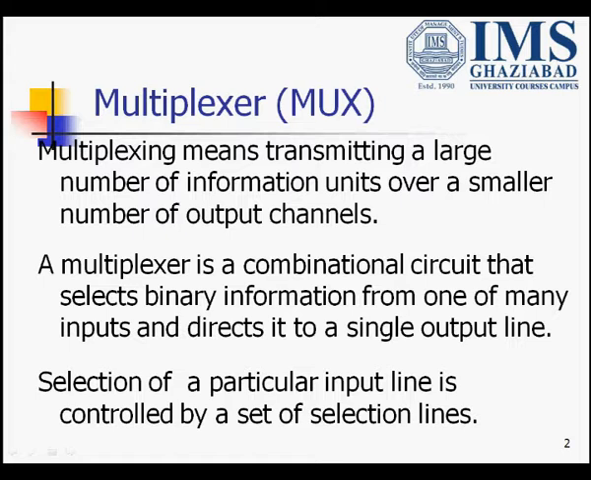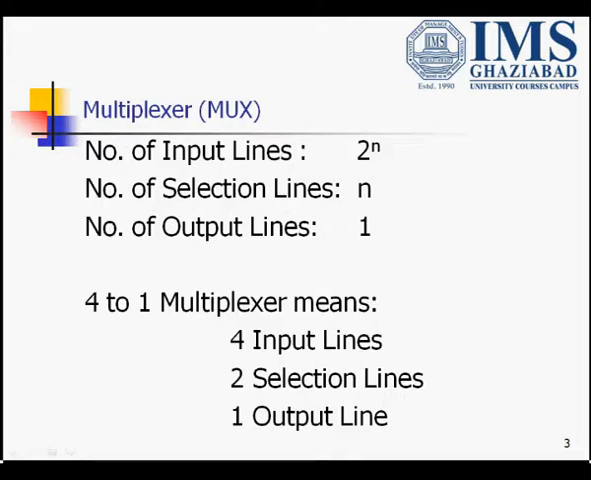These selectors are basically used to select one of the input lines that behaves as the output for our particular multiplexer. In a multiplexer in general we have 2 to the power n input lines. If we have 2 to the power n input lines, that means we have n selection lines, because with n variables we have 2 to the power n possible combinations, and output line is 1.